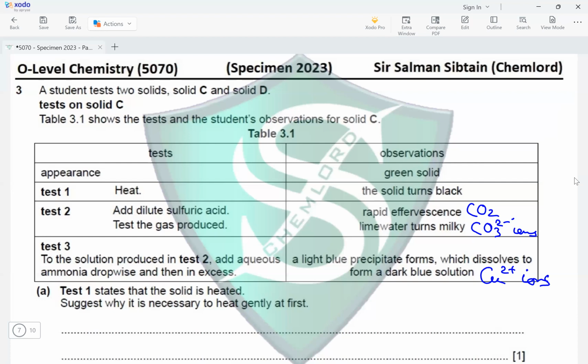Okay, part A. Test 1 states that the solid is heated. Suggest why it is necessary to heat gently at first. There are two reasons. One reason is that the glassware that we use, the test tube, if you heat it strongly in the beginning, there is a highly likely chance that it might crack. So we should prevent that from happening. And the other reason is when we heat a solid, it decomposes. When it decomposes, part of it is removed in the form of a gas. So in this case, CO2 is given off.